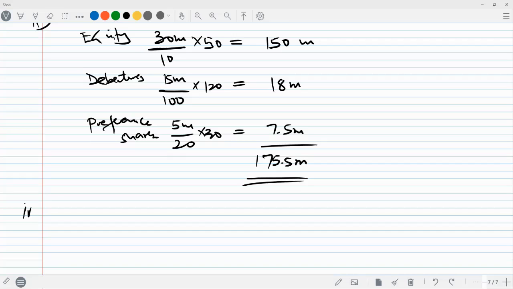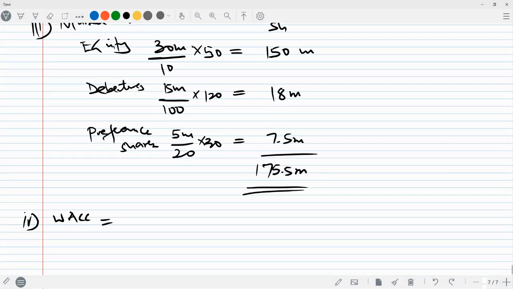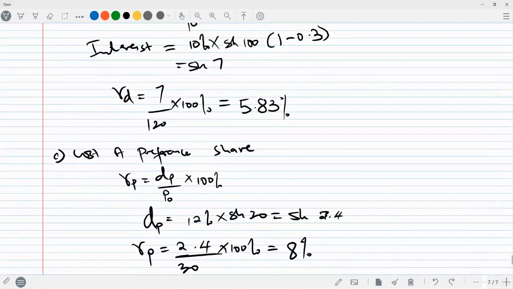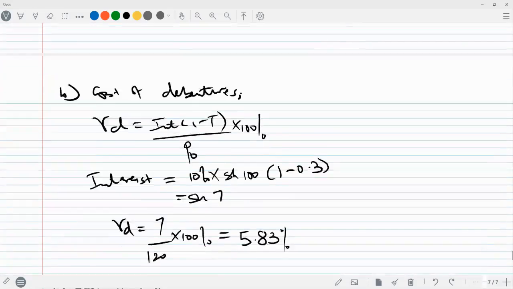The next step, step 4, is to get the weighted average cost of capital. First is equity. We get the market value or the weight of equity, which is 150 million, divided by the total market value, 175.5 million. Then you multiply by the cost of equity. From our calculation, the cost of equity was 14.7%.